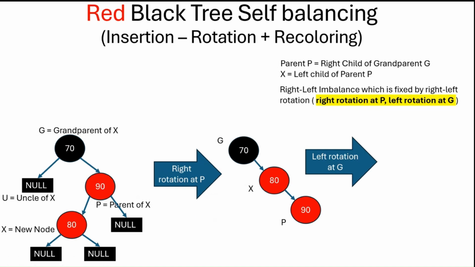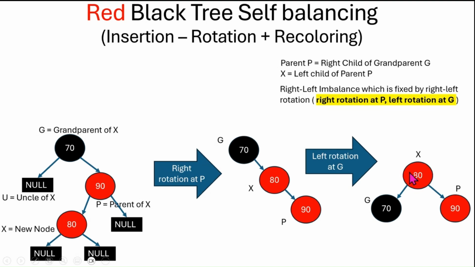So the left rotation on G will basically make the tree like this, which is balanced. Now we swap the color of new parent and old parent so that the black height is not violated and the red violation is also fixed. So this is how the right left imbalance is handled in the red black tree.